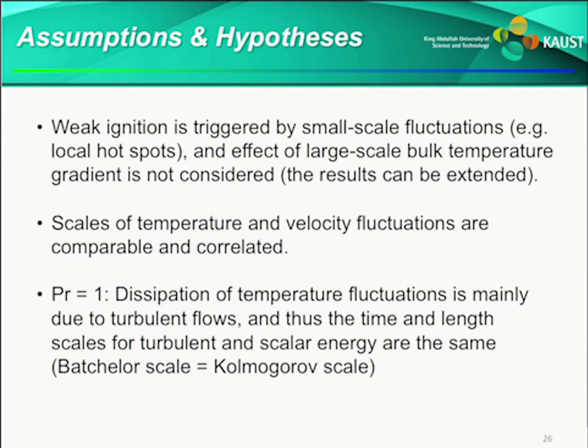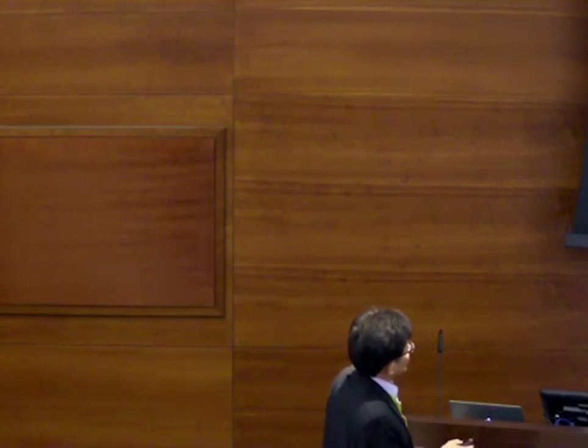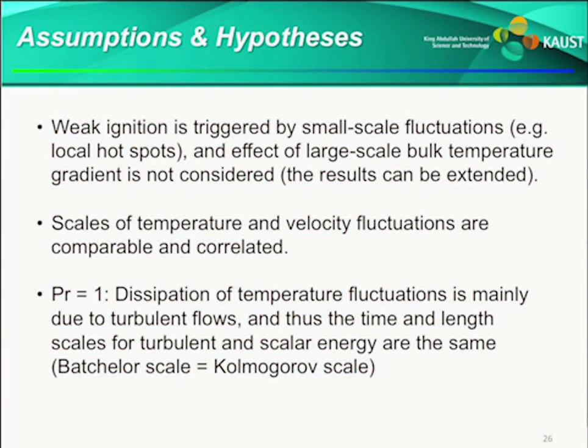And I made some simplifying assumptions here. Again, the first assumption is weak ignition. This ignition is triggered by a small-scale hotspot, not by the bulk temperature gradient. And a lot of experimental evidence shows that there is no strong preference between the boundary region or the middle of the domain. Also, I wanted to make it simpler, so basically the temperature fluctuation comes from the eddy fluctuation. So velocity u', and T', are treated the same way. And likewise, the Prandtl number is assumed to be 1, so all the scaling arguments between scalar and velocity transport are treated the same way.